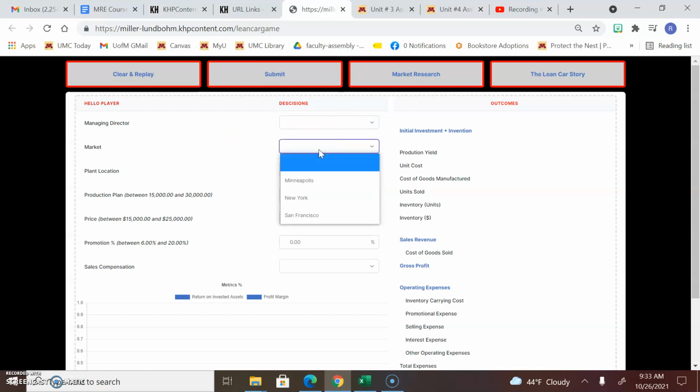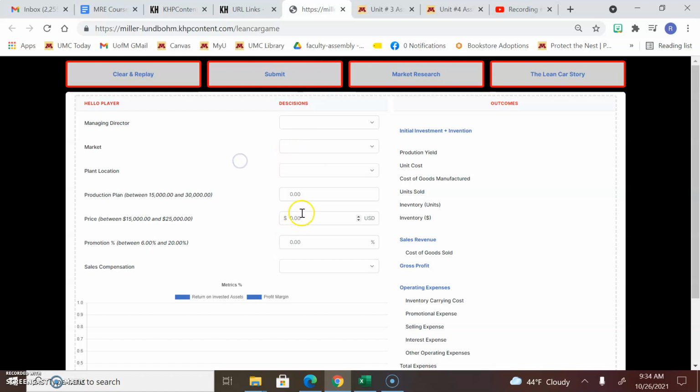You also need to choose a market to sell your product. Again, certain managing directors do better in certain markets. So we have Minneapolis, Minnesota, New York, New York, and San Francisco, California. You can also read about the benefits of each market. You must also choose a plant location, or a place where you're going to manufacture your vehicles. You can choose South Carolina or Mexico. There are benefits, again, to each, and you'll have to read about those and make a decision.